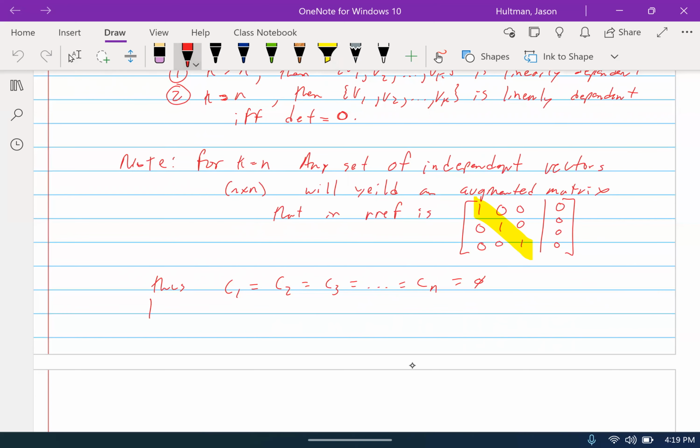Okay, however, if the 0 vector appears within the matrix, if there are zeros in any row or column, the system is linearly dependent.